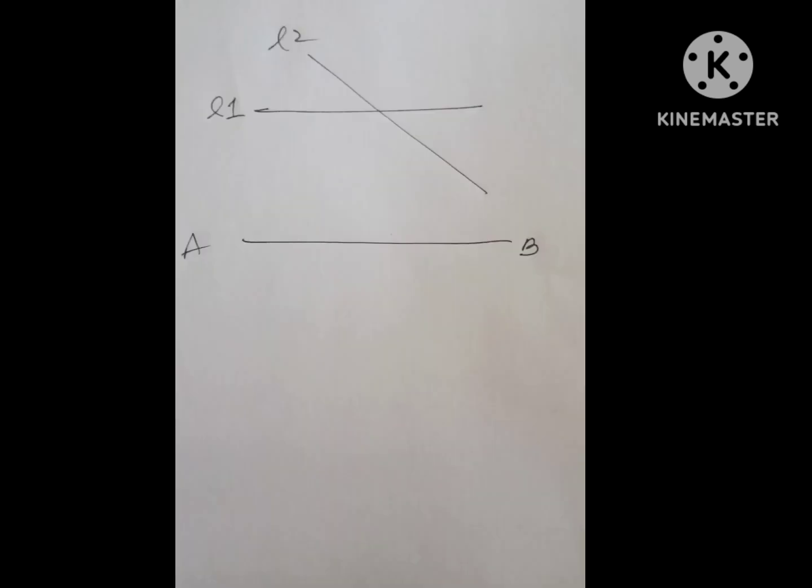Two intersecting straight lines cannot be parallel to the same straight line. In this rough diagram, the lines L1 and L2 are two intersecting straight lines. The line L1 is parallel to the line AB. Therefore, the line L2 cannot be parallel to the line AB.